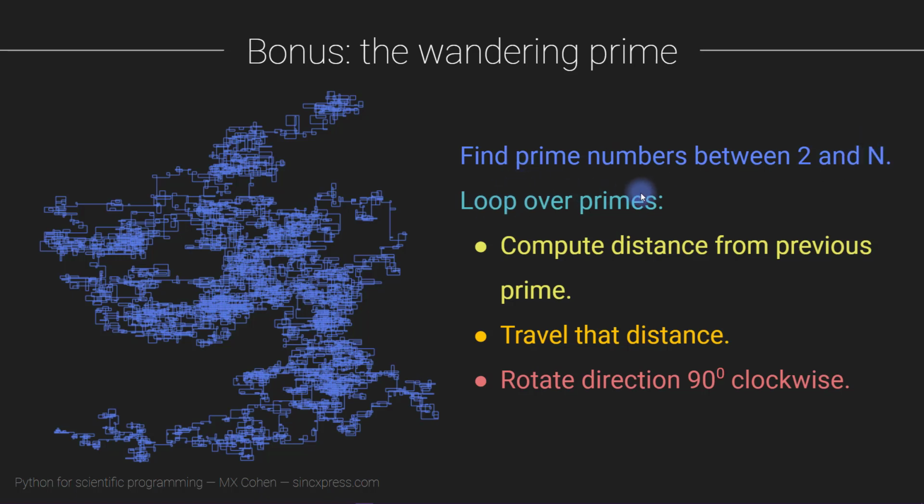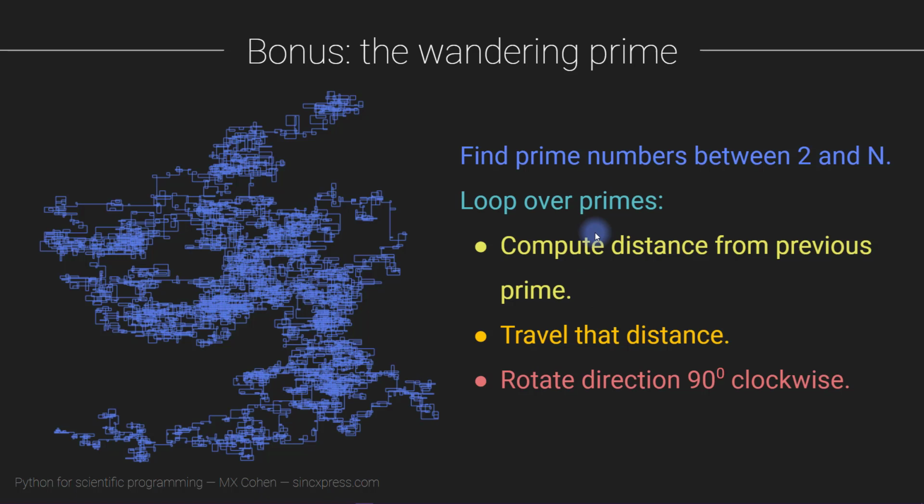And then what you want to do is loop over all of those prime numbers. So in a loop over the prime numbers, you compute the distance from each prime number to the previous prime number. So for example, the first two prime numbers are 2 and 3. So the distance between 3 and 2 is 1. So that's the distance here. Okay, and then you travel that distance, and you start off by traveling north. So you start going up. So you travel north by 1 unit, and then you rotate the direction by 90 degrees clockwise. So that means when you first travel up north, then for the next prime, you're going to travel the distance from that prime to the previous one to the east, so to the right, and then south, and then to the west. And then you go back to traveling north.